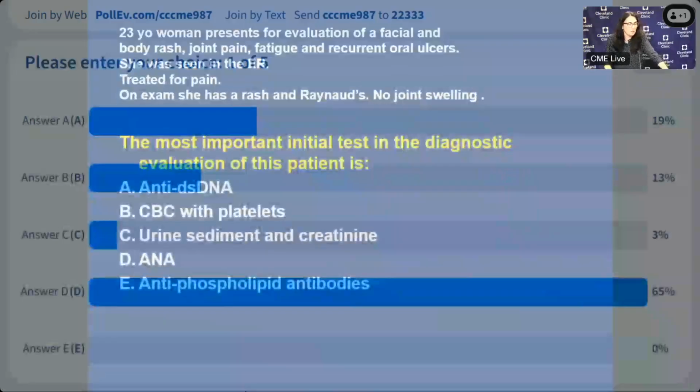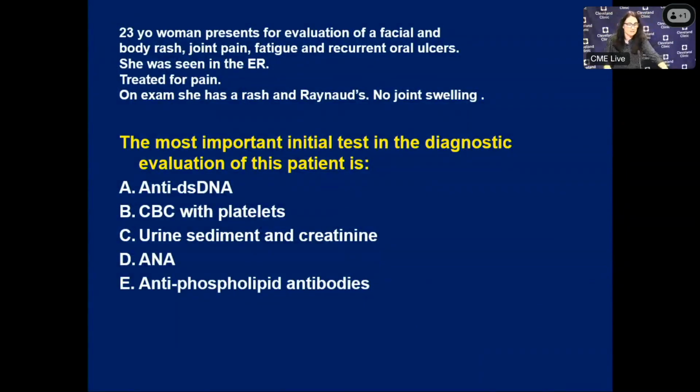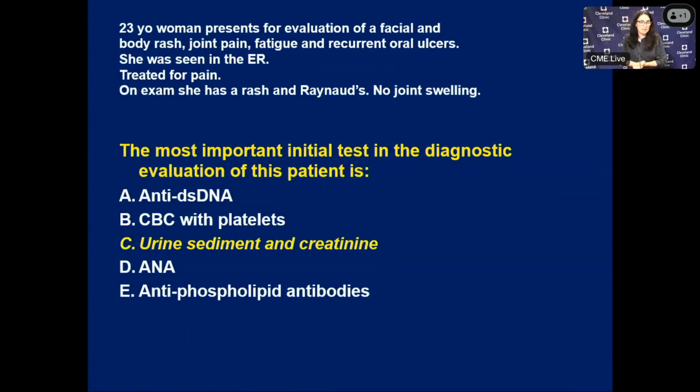Okay, so this is an important question because we're going to need to address the results, and we'll do that over the next few minutes. The correct answer is actually C, urine sediment and creatinine. All the answers are correct, and in the real world in clinic, we're going to obtain all these tests. But the point that I'm trying to make, why this is the most important initial test, is because when you suspect someone has lupus, the first thing we need to evaluate for and rule out is kidney involvement.